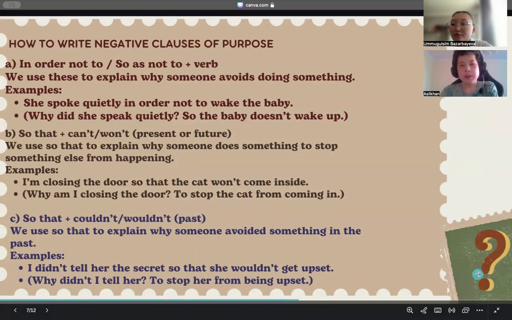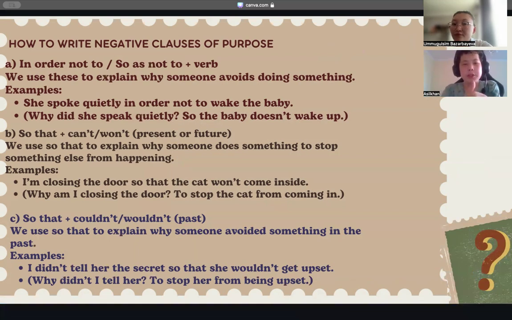Okay, so now we're going to be going over how to write negative clauses of purpose. We just covered in order to and so as to, but I'm going to put a twist on it by adding not in the middle: in order not to and so as not to, and then we're going to add a verb at the end. We use these to explain why someone avoids doing something, so the opposite of doing something.